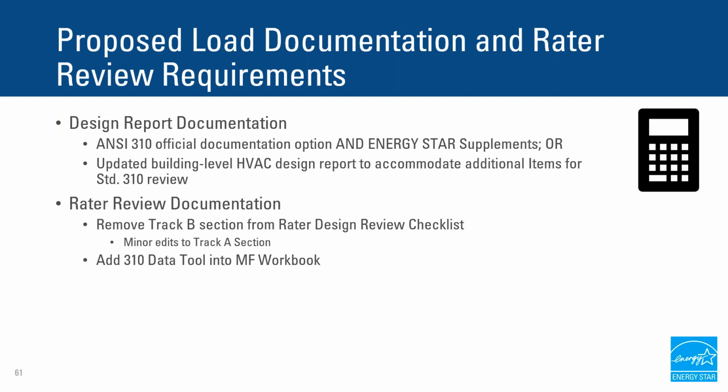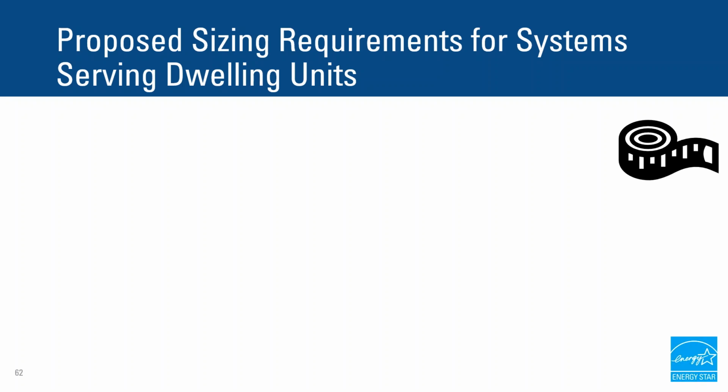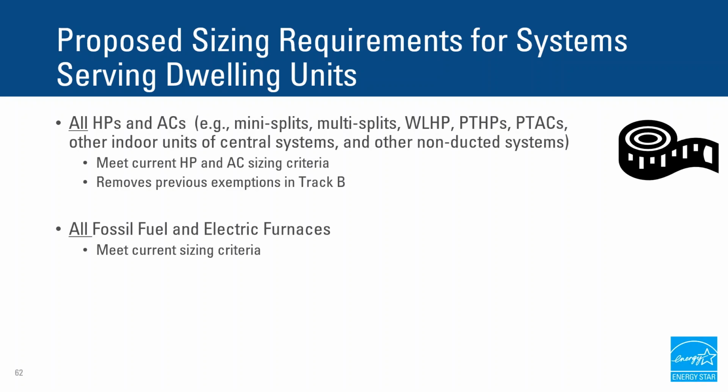We also, for the rater review, are going to remove the track B section from the rater design review checklist with some minor edits to track A. We're also going to add the data from the 310 data tool into the workbook so you can document your review of the design as well as the testing results. And then we move to sizing. So similar to the documentation, the main change for sizing is that the sizing requirement is for all systems. So we are removing the previous exemptions that existed from track B.